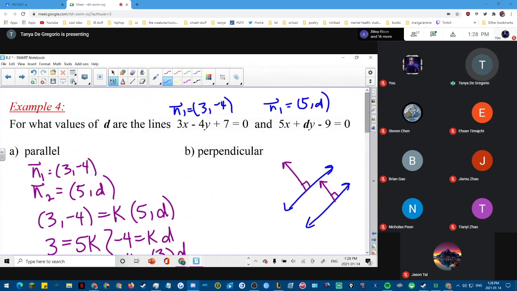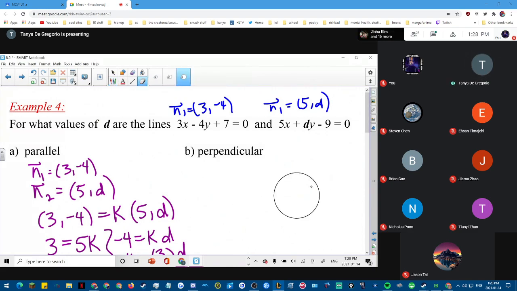Okay, now I want them to be perpendicular. And again, if two lines are perpendicular, then their normals are going to be perpendicular as well. Okay, I'll say that again. If two lines are perpendicular, then their normals will be perpendicular as well. So I've got two lines.